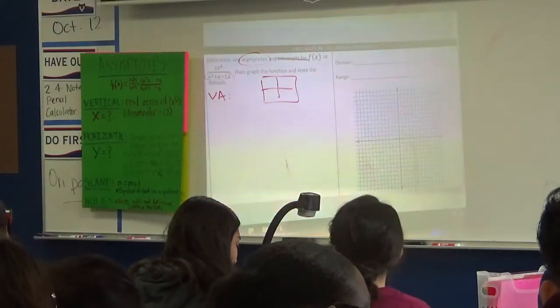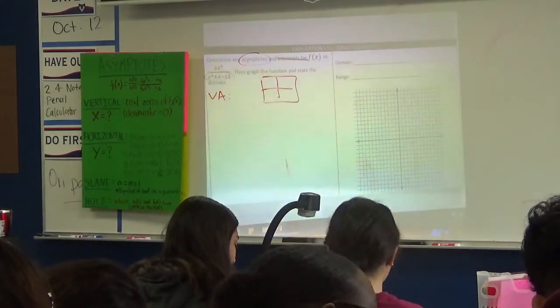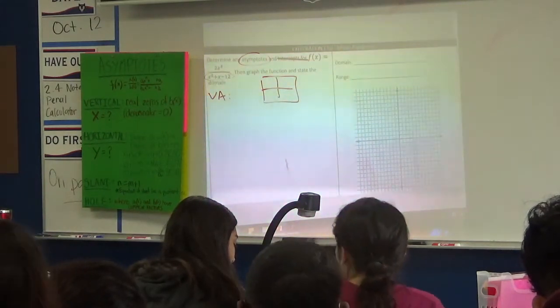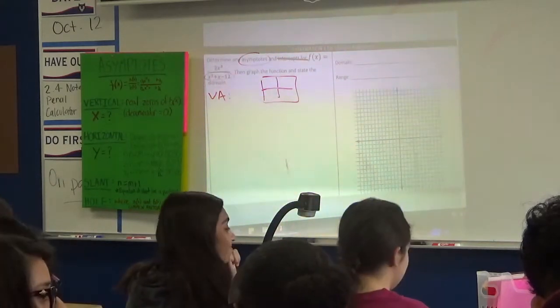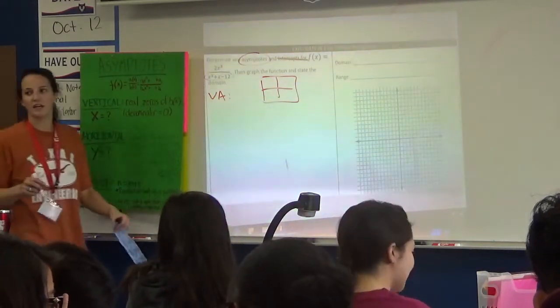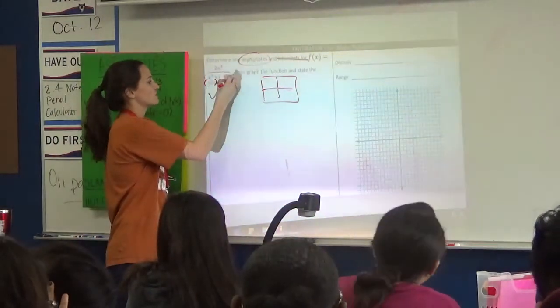Alright, and what do you get for your two factors? Okay, so for your roots, she ended up getting that for your factors. What do you get for these factors right here?